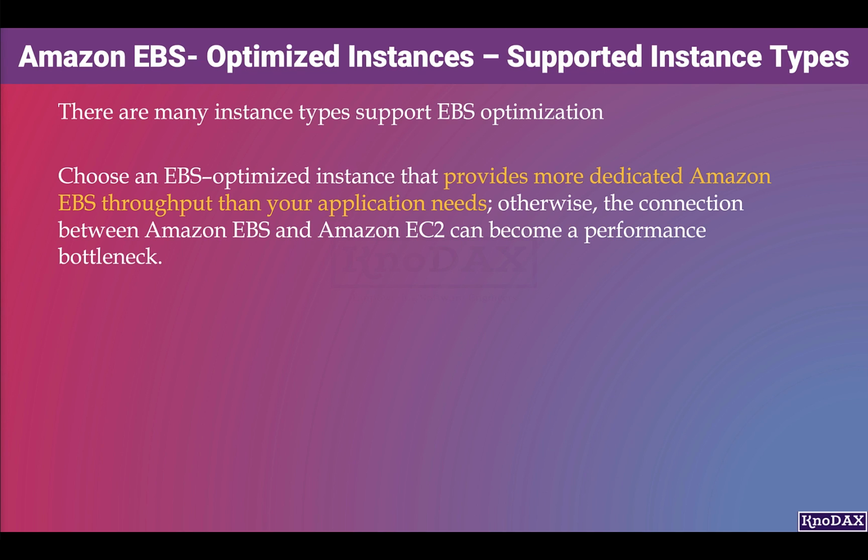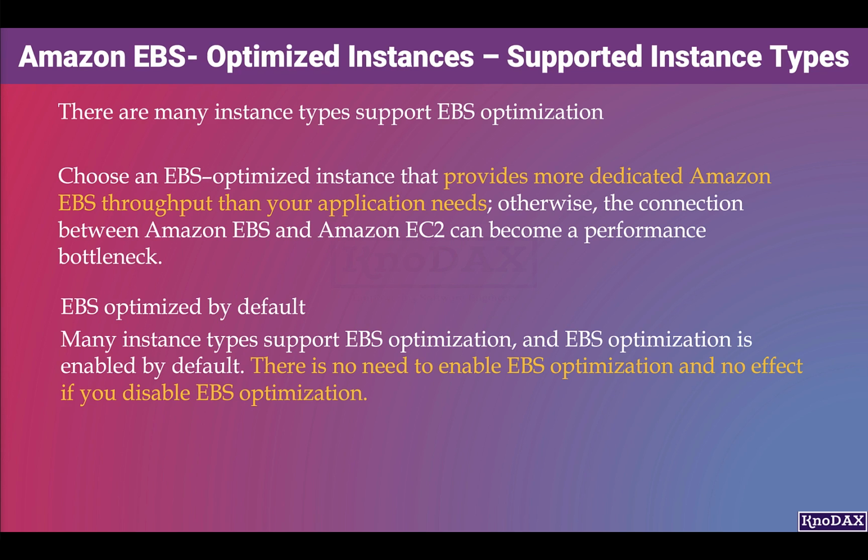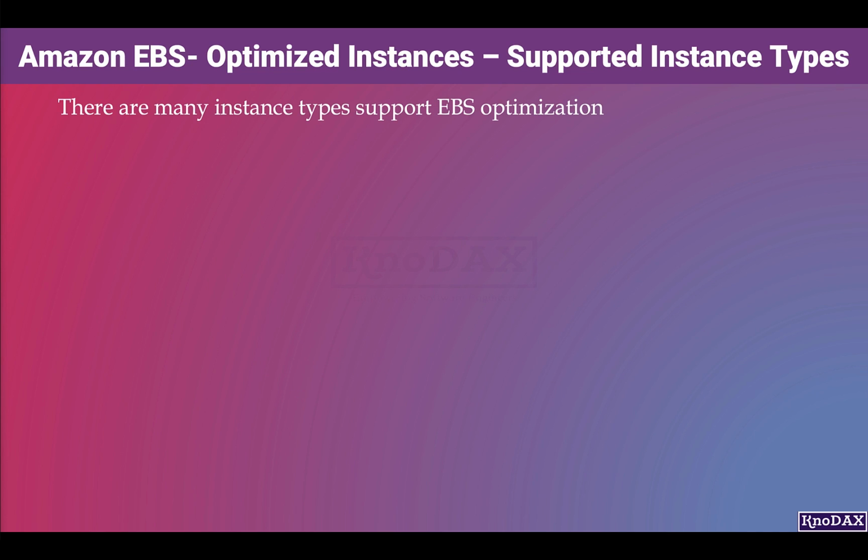Choose an EBS optimized instance that provides more dedicated Amazon EBS throughput than your application needs. Otherwise, the connection between Amazon EBS and Amazon EC2 can become a performance bottleneck. Many instance types support EBS optimization, and EBS optimization is enabled by default. You don't need to enable EBS optimization, and there is no effect if you disable it.